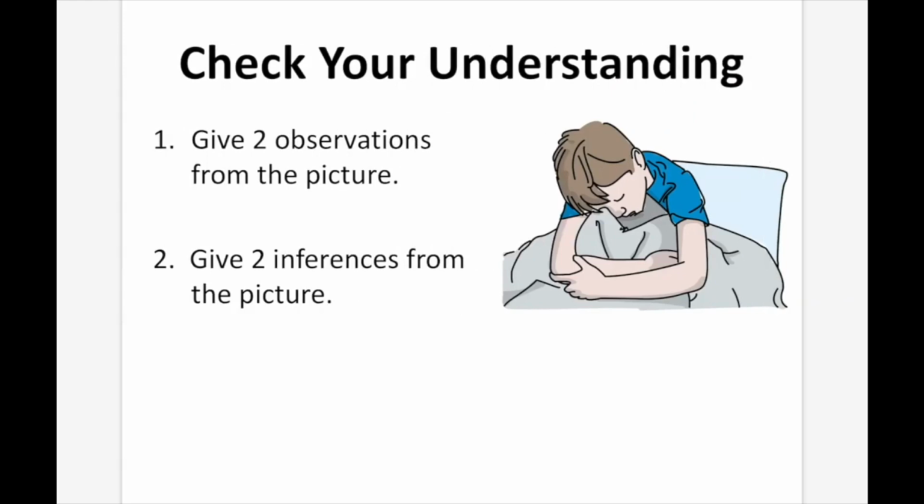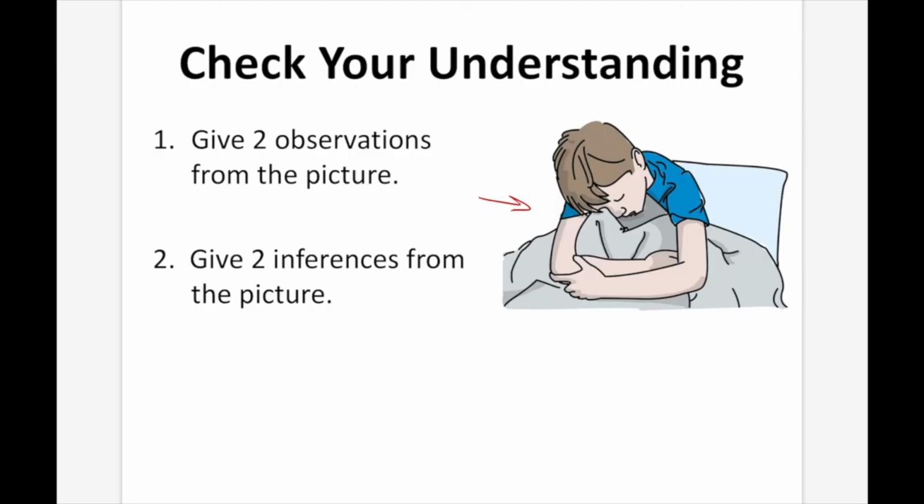Now what I'd like you to do is pause the video and give 2 observations and 2 inferences about this picture right here. Okay, you got your 2 from each one. Some observations could include it's a person. That person is curled over. That person has 2 arms. That person has light skin, brownish hair, and a blue shirt.